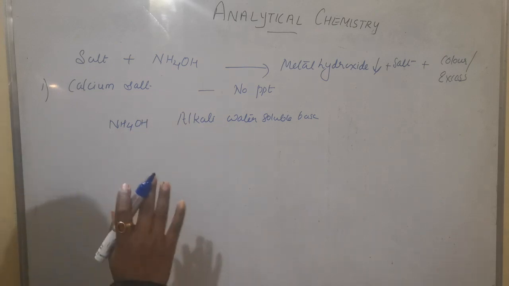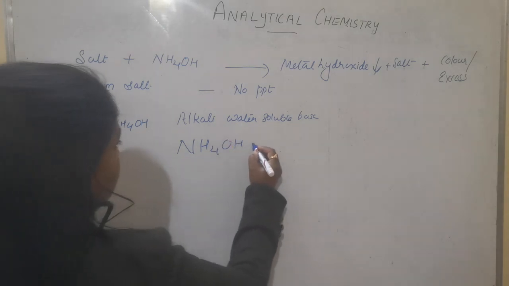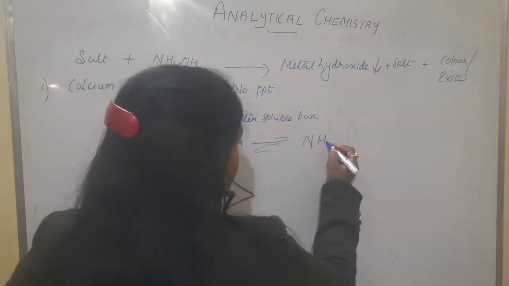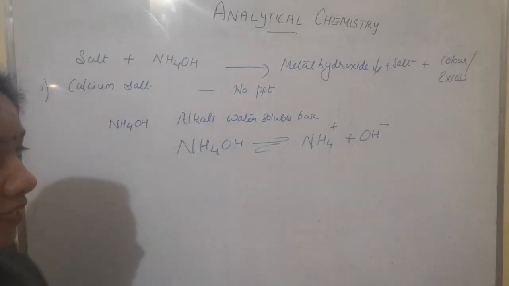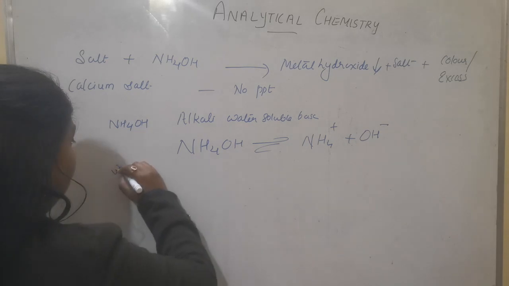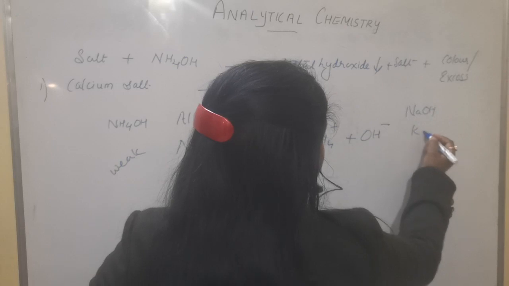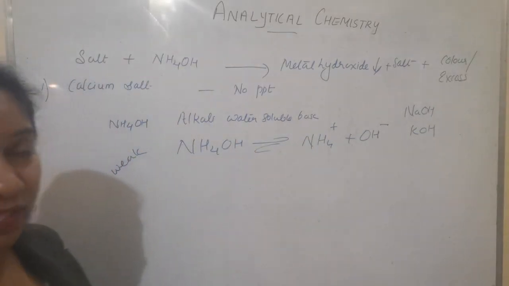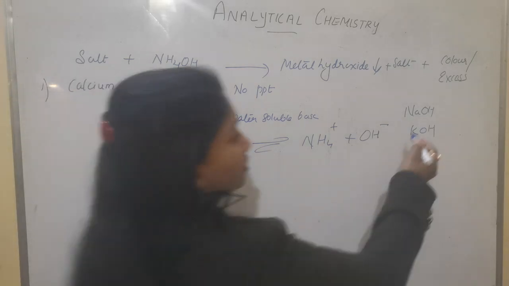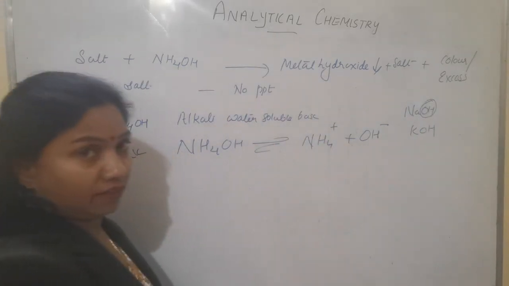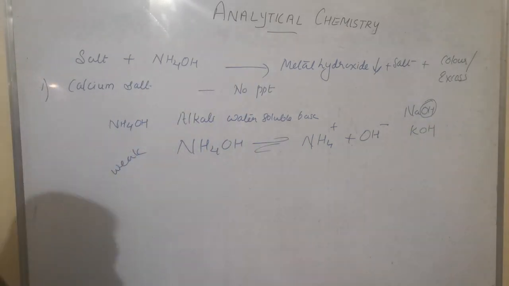This NH4OH is a water-soluble base, so when it is dissolved in water, it ionizes to produce ammonium ion and hydroxide ion. Since it is a weak alkali, what are the strong ones? NaOH and KOH are the strong alkalis. Strong alkalis, when ionized in water, produce a high concentration of hydroxide ion. Bases give hydroxide ion, and acids give hydronium ion.